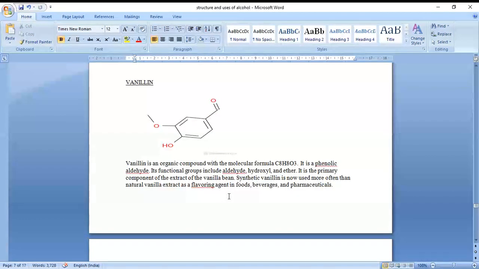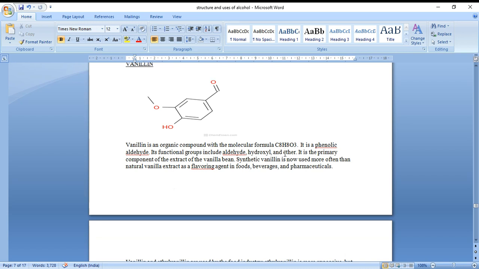So next one is vanillin. Vanillin is an organic compound with a molecular formula of C8H8O3. This is a benzene ring, where this is a C double bond O, and this is OH. This is not OH, this is O, and this is CH3. And this is a C double bond O, and this is OH. So that's why this is C8H8O3. It is a phenolic aldehyde.